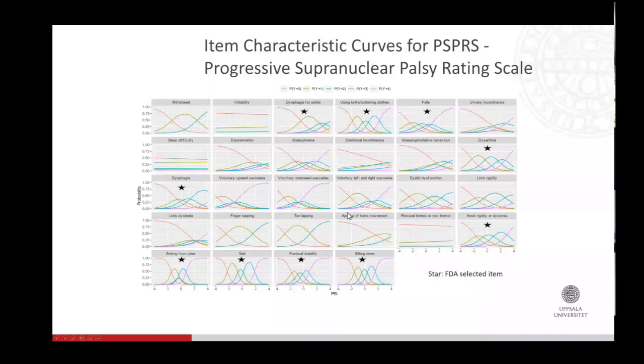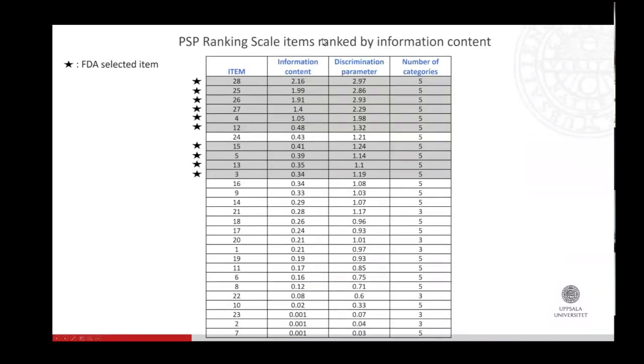And if we look at the information content, as I presented previously for the SARA items, and the discrimination parameters, we can see all the 28 items are now ranked by their information content. And the 10 FDA items are selected among the 11 top items. Also for the discrimination parameters, you can see that they are high compared to all the others. And we do expect a large correlation between information content and discrimination parameters when we have a similar number of categories for the different items.